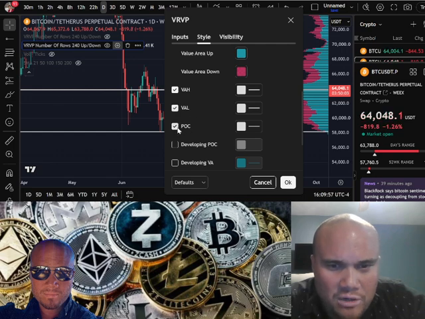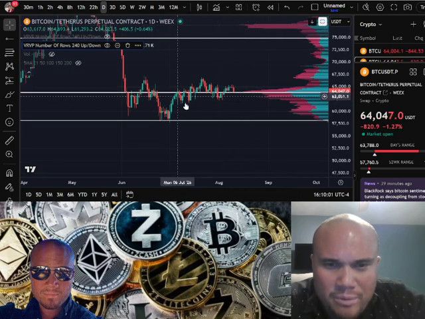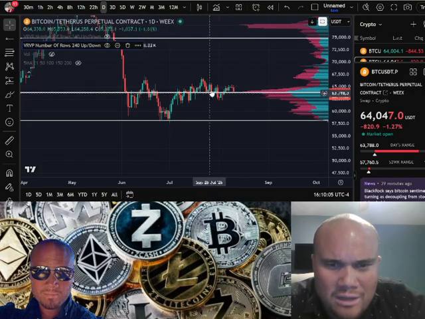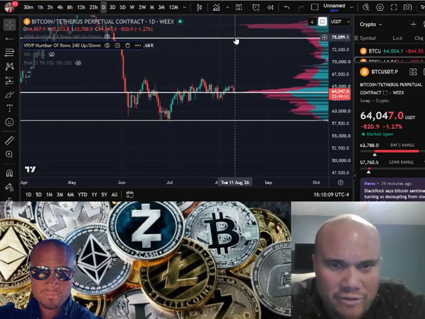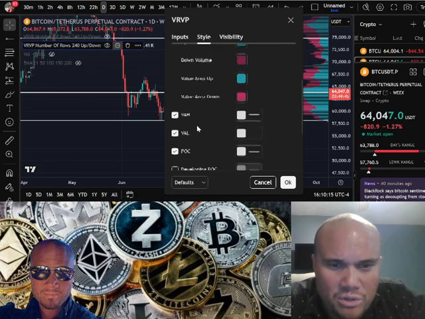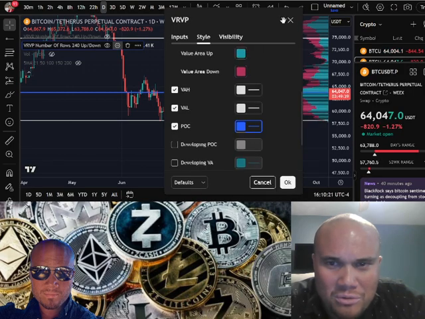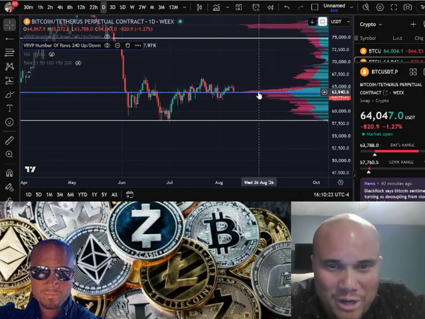And then you got the point of control. Right now, all of them are white lines here, but I really want to pay attention to this point of control, and I want to make sure it's a little bit different than the other white lines on the chart, which are your value area high and your value area low. I'm going to go back in the settings here and change that point of control to a blue line, okay? So now my point of control should be blue, right?